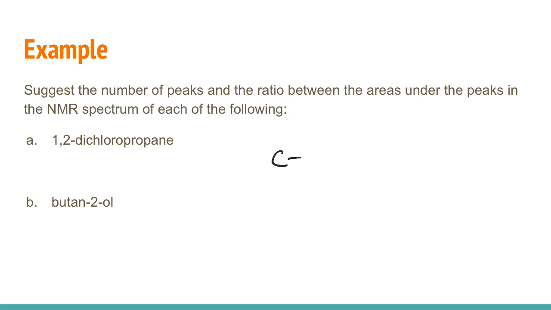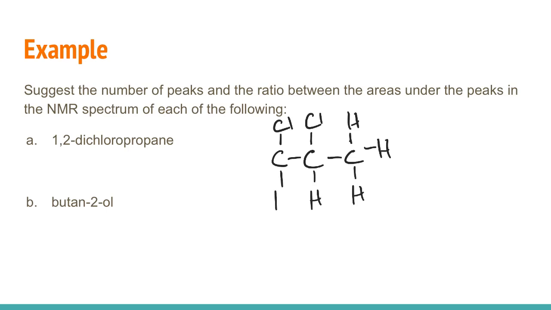And we'll draw this out. So propane is 3 carbons. We've got a chlorine on 1. We've got a chlorine on 2. And then the rest are hydrogens. So we're just going to fill that in here. Okay. And then what we want to do is look at all of the protons in this molecule and consider each of those for our environments.